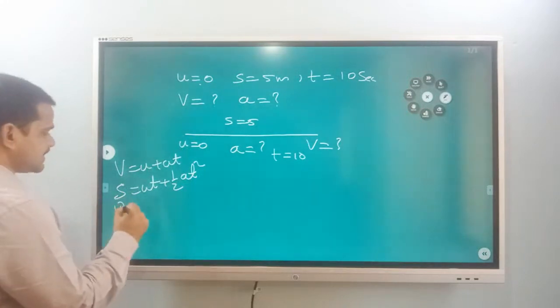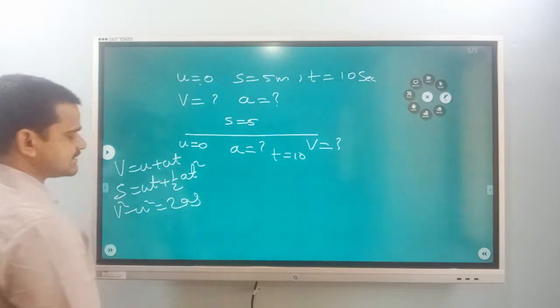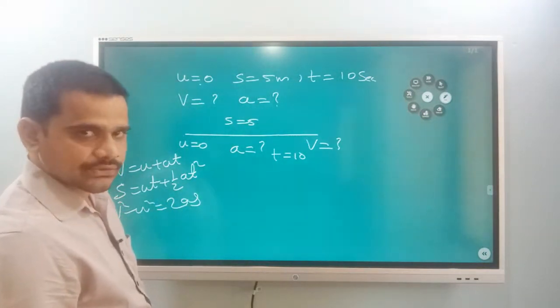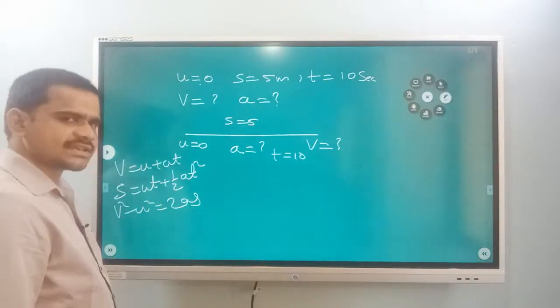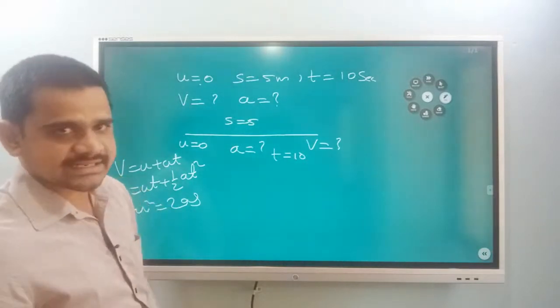V square minus U square is equal to 2AS. Among these expressions, which one do I have to use? Check it. Among these expressions, which one do we have to use? Check it here.